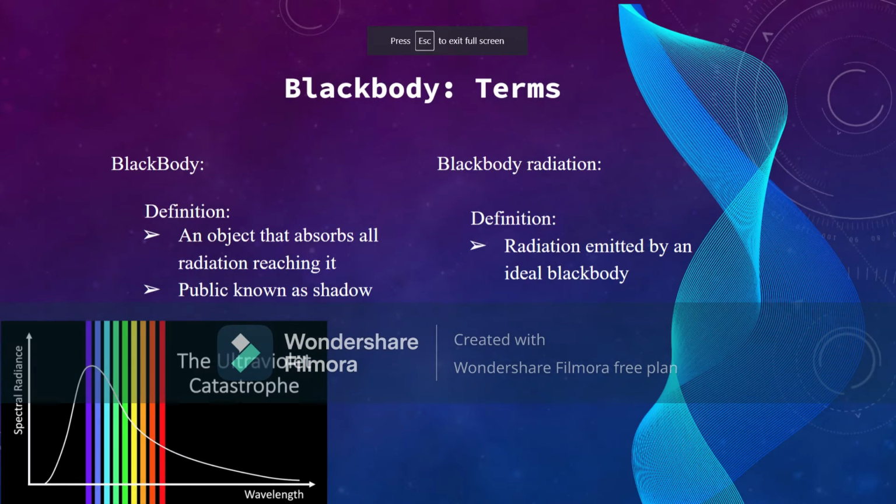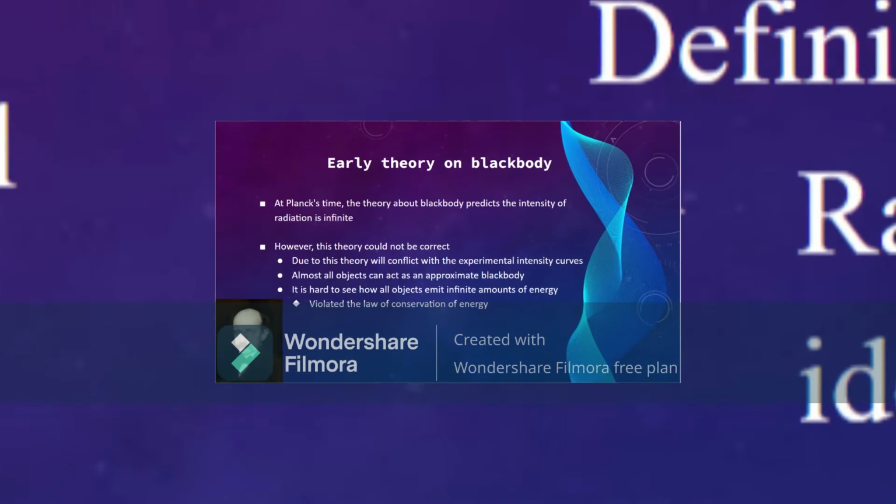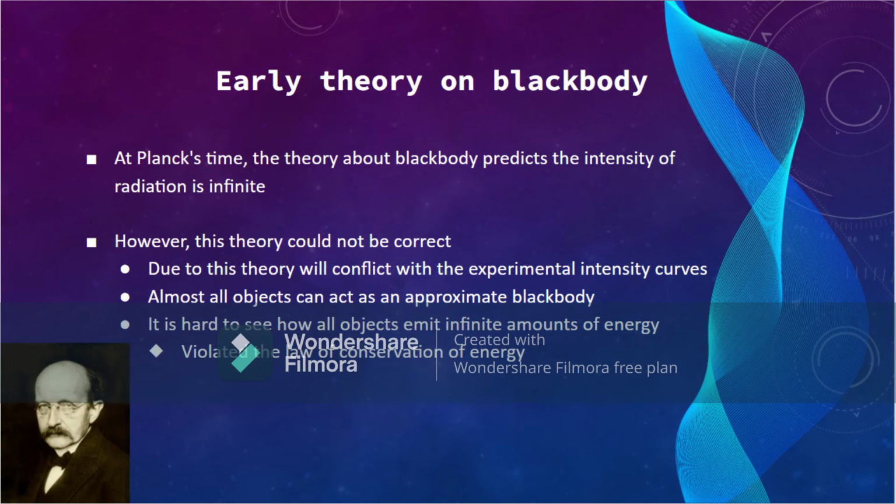The terms for black body. The definition: an object that absorbs all radiation reaching it, which is known as a shadow. Black body radiation. The definition: radiation emitted by an ideal black body. Early theories on black body.